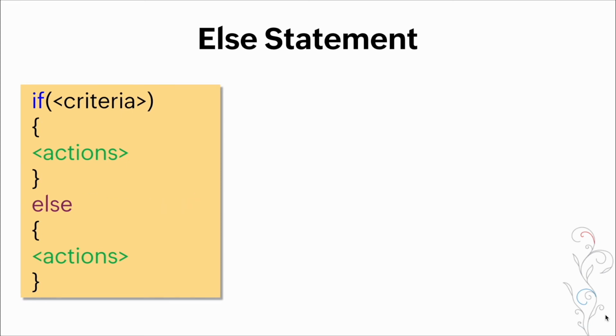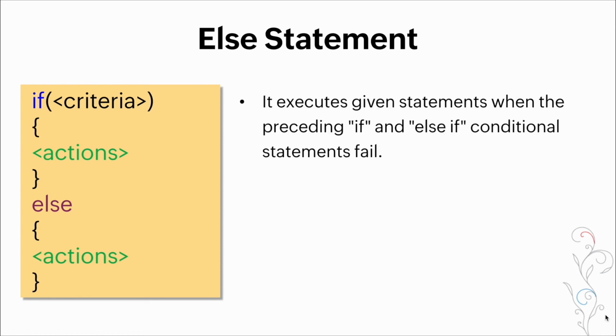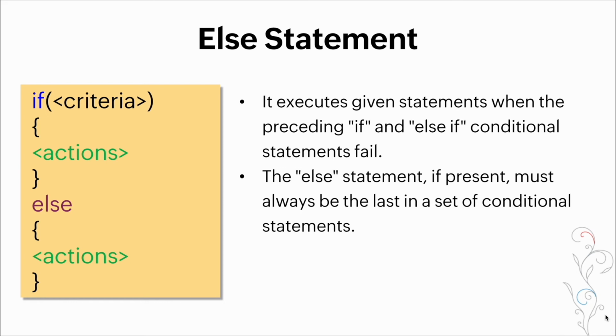Now, the else statement follows the same sequence. First it checks for a specific criteria. If it is not met, no action is taken. And if there are no other if conditional statements, then it defaults to the else statement, which should be at the end, and it would execute whatever statements are within that block.